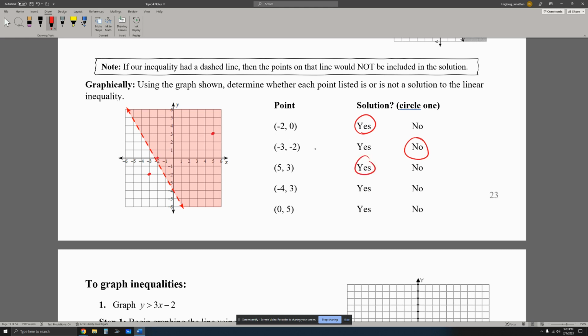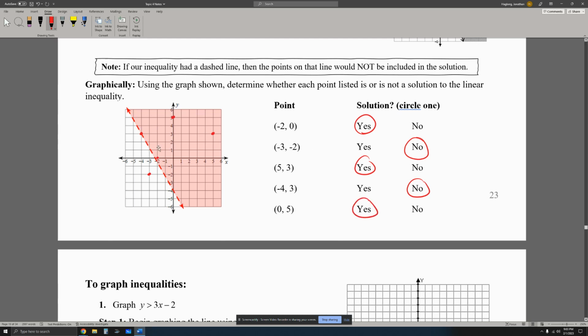Negative 4, 3 is on the dashed line. Because it's on the line and the line is dashed, we do not include this in the solution set. That has to do with it being dashed. If the line was solid, again, this would be part of the solution set. But because this is dashed, it is not. Okay, so 0, 5, we have up here on the y-axis, that is a solution.